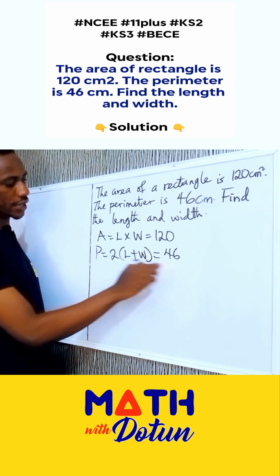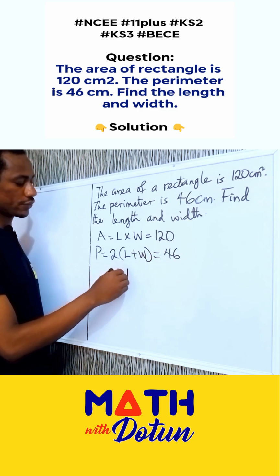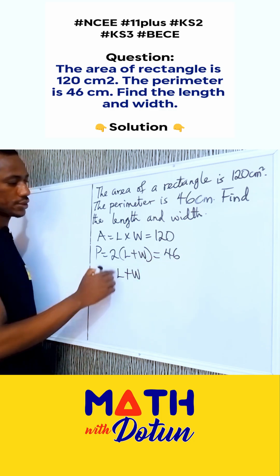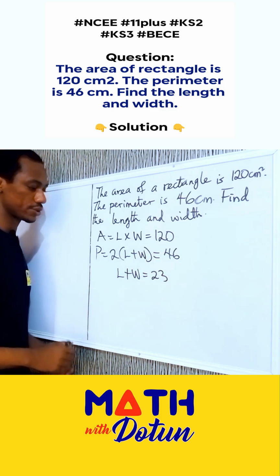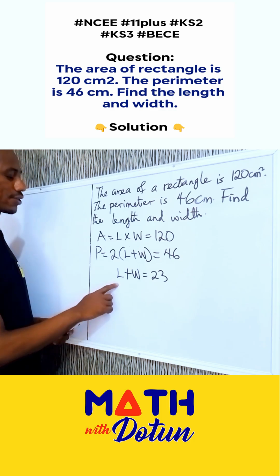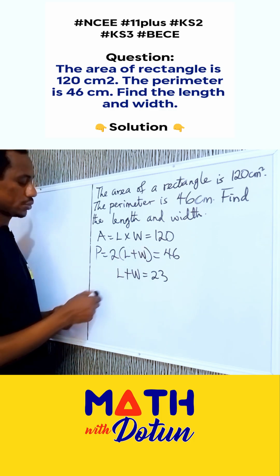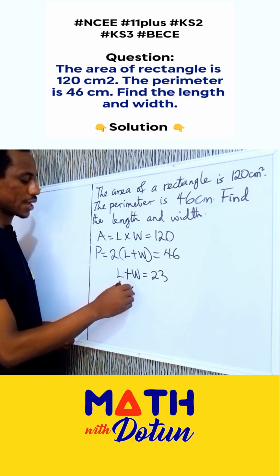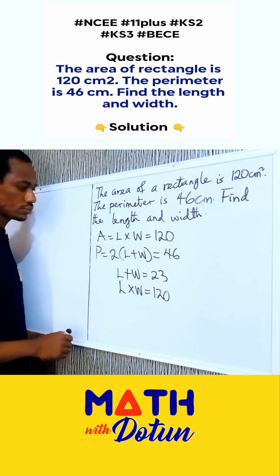Okay, so from this perimeter, if we divide both sides by 2, that will give us the sum of the length and width, right? So this would be 23. 2 in 4 is 2, 2 in 3, 6 is 3. So the length plus the width is 23. And then we also know that the length times the width equals 120.